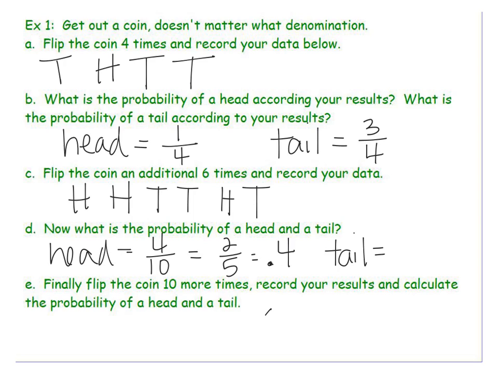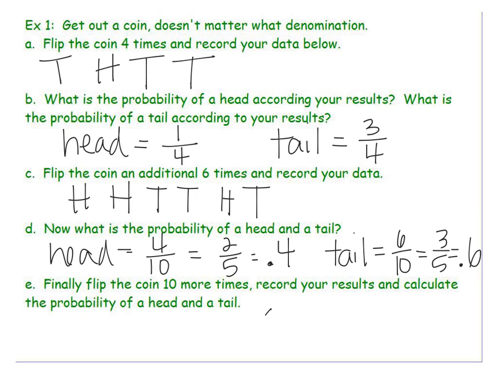For tails, I now have 1, 2, 3 original, plus 3 more, which is 6 out of 10, or 3 out of 5, or 0.6. Finally, we need to flip that same coin 10 additional times and record our results.